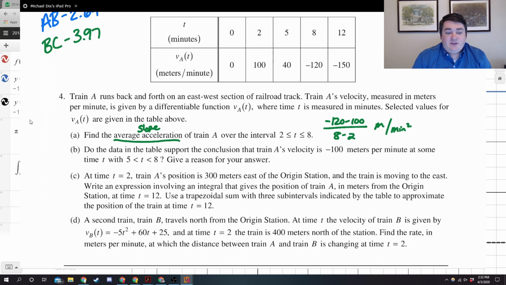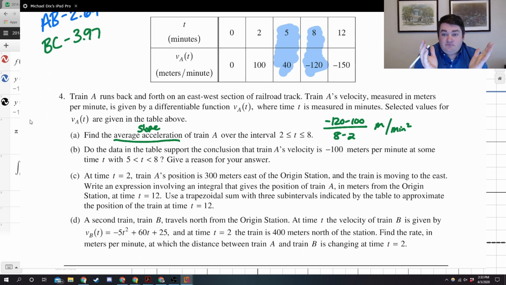Part B. Do the data in the table support the conclusion that train A's velocity is negative 100 meters per minute at some time between 5 and 8? Give a reason for your answer. So what we're looking at here is our train at time 5 is traveling at 40 meters per minute, and then at time 8 is traveling at negative 120 meters per minute. And the question is, at some point between there, is it negative 100?